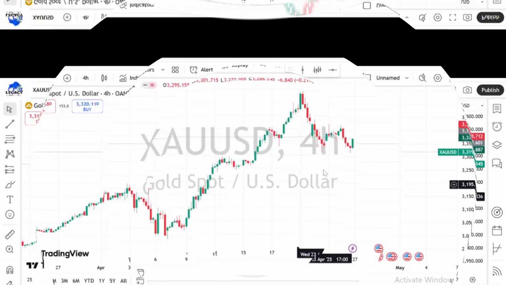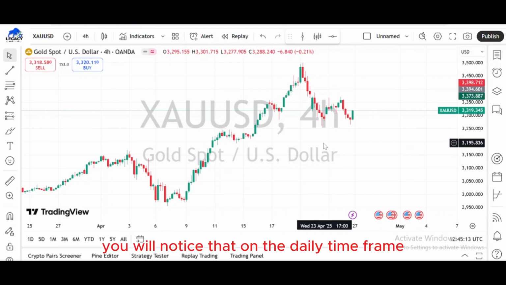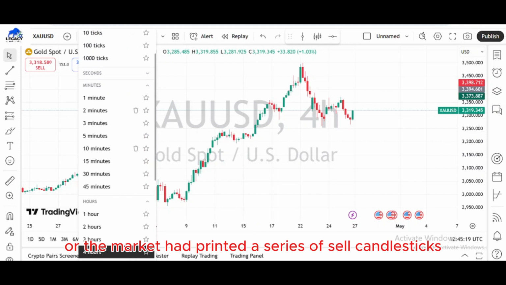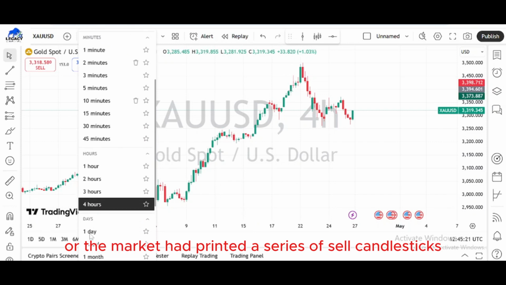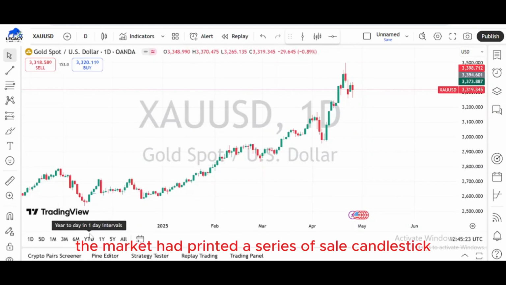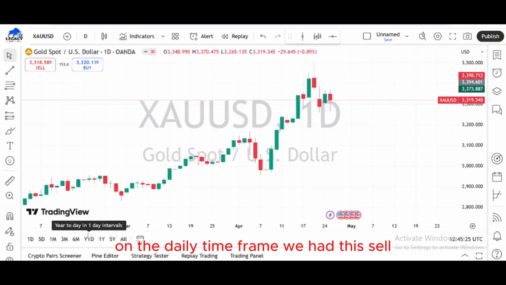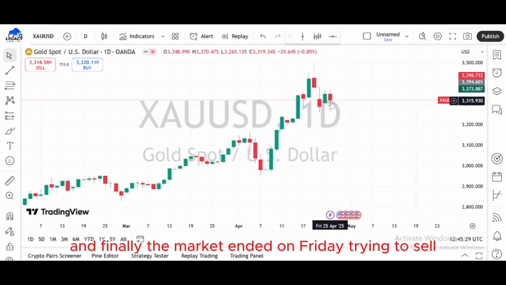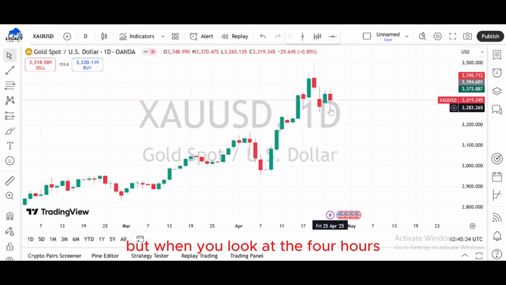On XAU USD, if you look critically, you will notice that on the daily time frame, the market had printed a series of sell candles. On the daily time frame, we had this sell, we had this, and finally the market ended on Friday trying to sell, though rejecting this zone. But when you look at the 4 hours, you see something a little bit different.